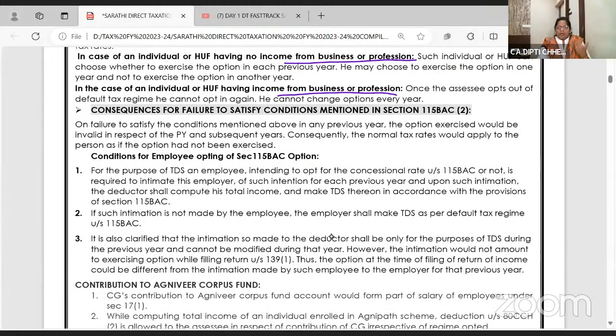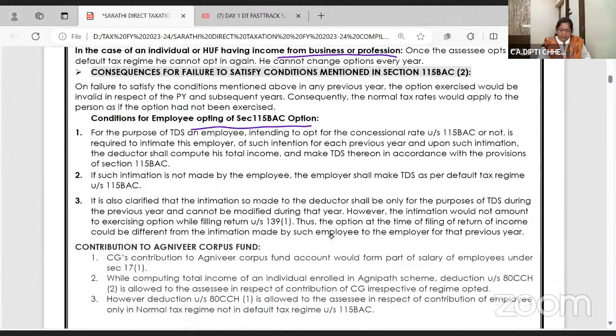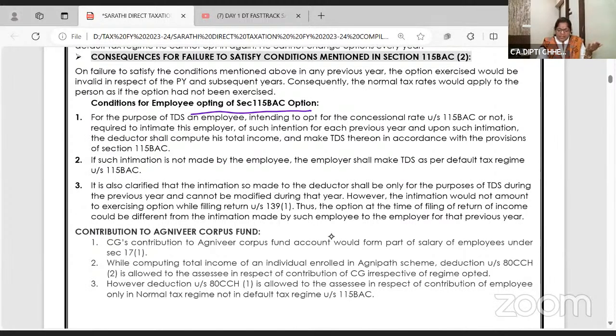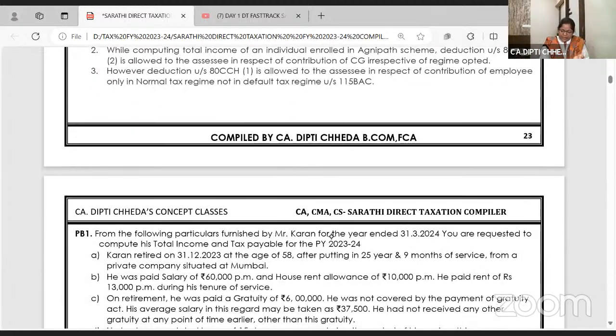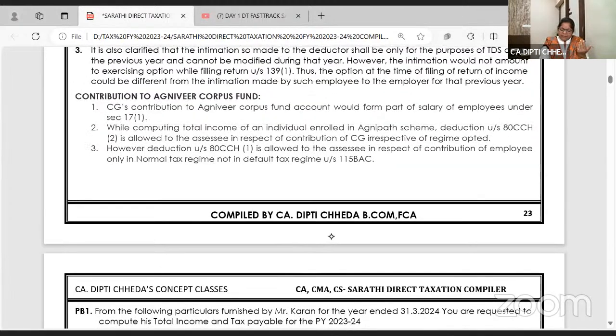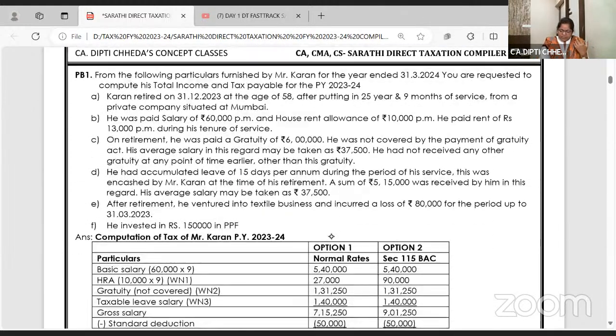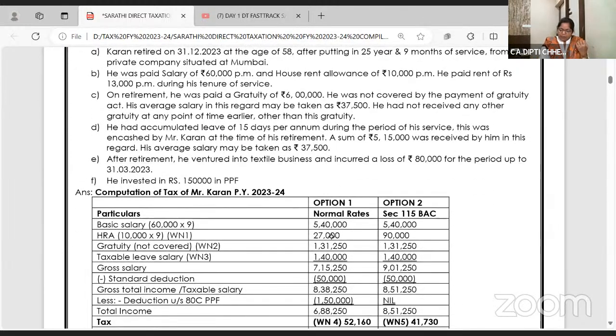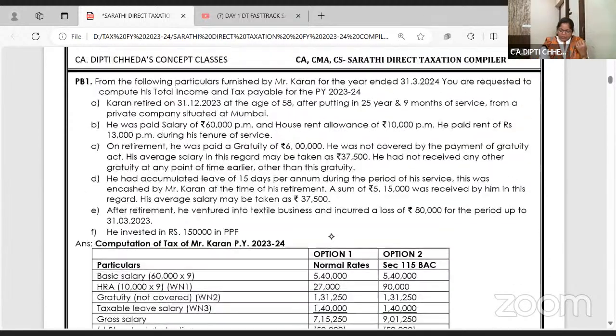Same, while you're working as an employee, you have to inform your employer whether you want to go for default tax regime, then he will deduct the TDS accordingly. For normal tax regime, accordingly. Agniveer, I have given the detail here, but that detail I'll be covering more in the deductions. Let us take up one problem with both the approaches.